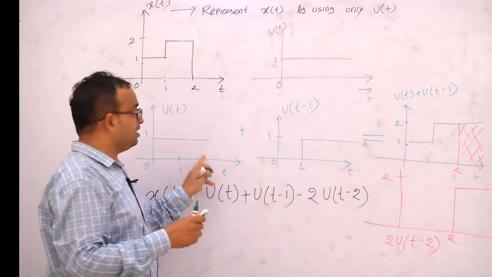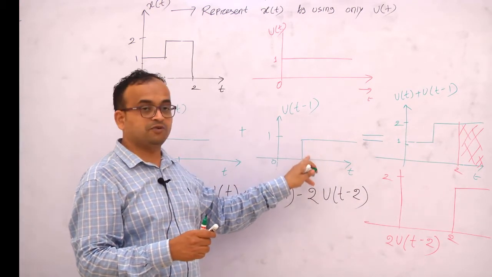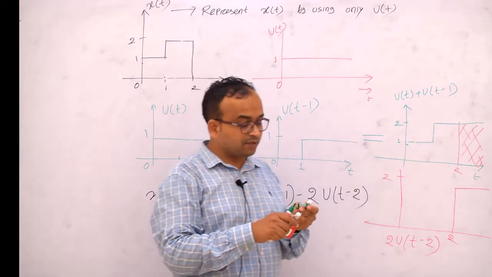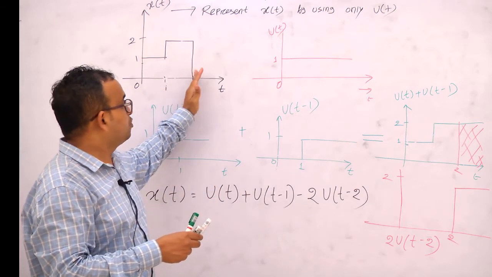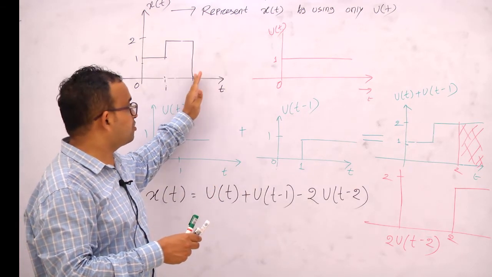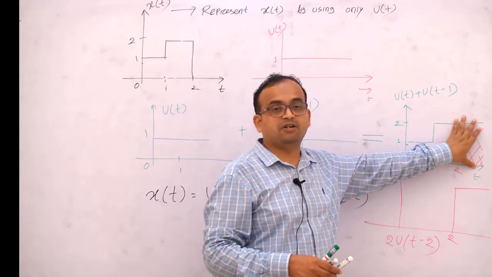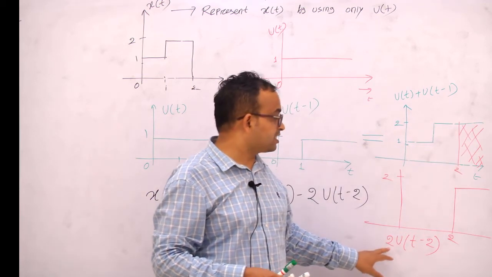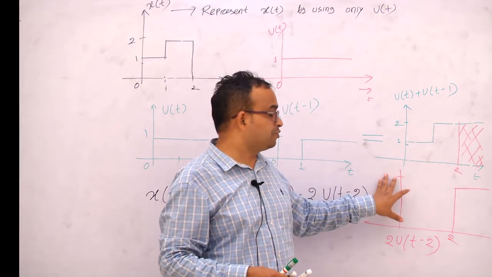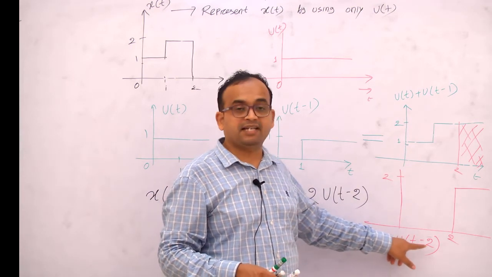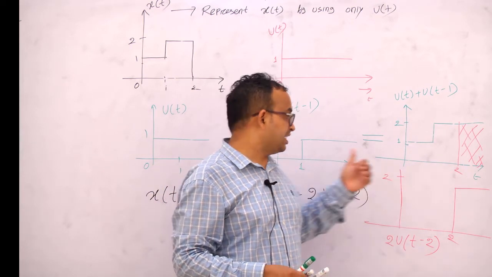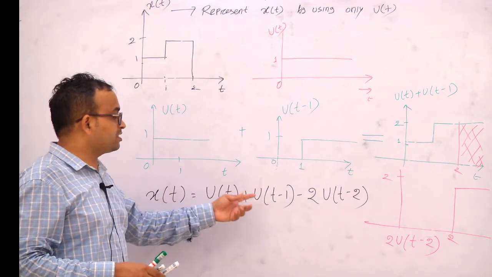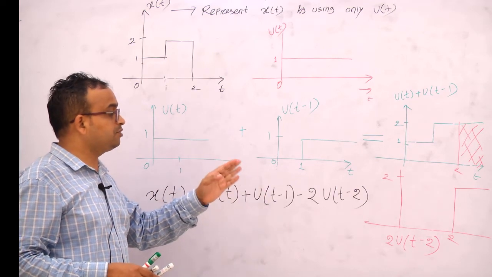Similarly, after 1 the amplitude is 1 and after 1 the amplitude is 1, so 1 plus 1 is 2. But the signal will continue up to infinity, and our question is that we have to stop the signal at 2. How can we stop the signal at 2? We have to remove this component. To remove it, first we have to draw the signal. If I draw it, it comes like this: amplitude 2, known as 2 u of t minus 2. After drawing the signal, I can write the final expression for x of t as u of t plus u of t minus 1 minus 2 into u of t minus 2.